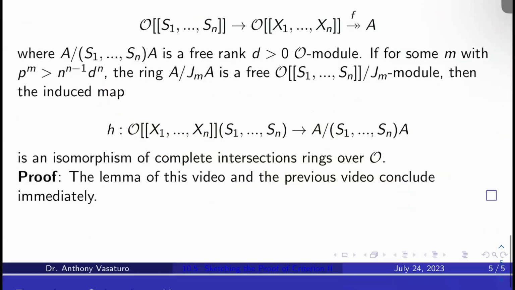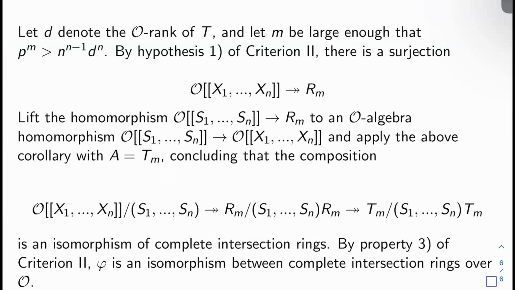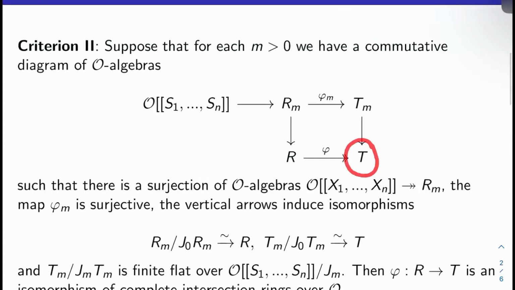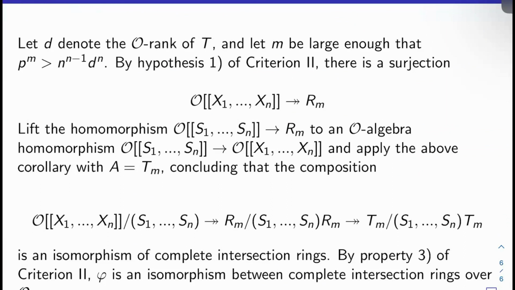Okay, so let's prove criterion 2. That's pretty easy now, actually. So let D denote the O rank of T. So T is this guy down here. Okay, so D is going to be the O rank of that. And now let's let M be large enough such that P to the M is bigger than N to the N minus 1 D to the N.